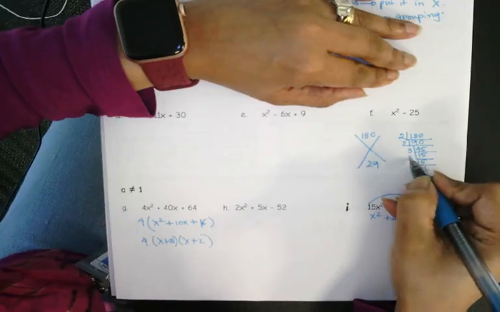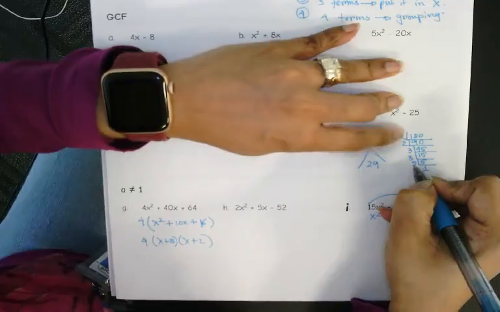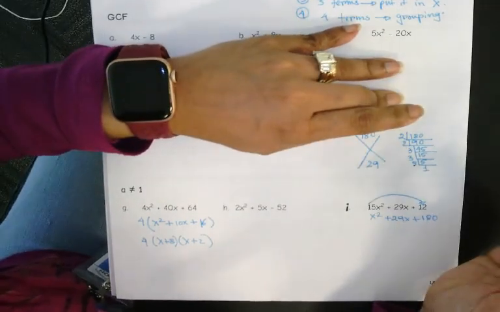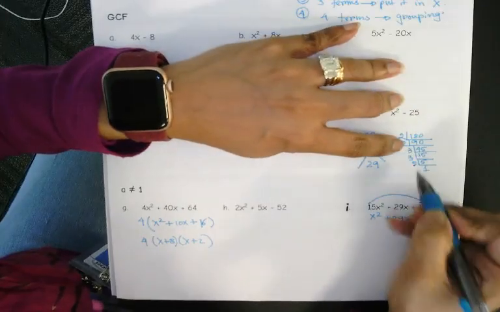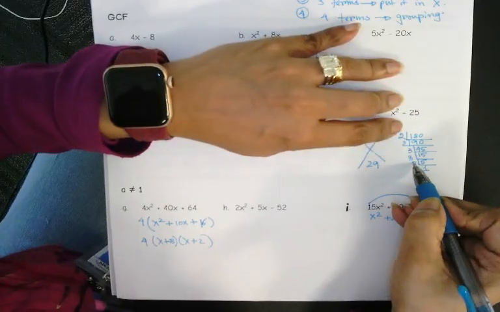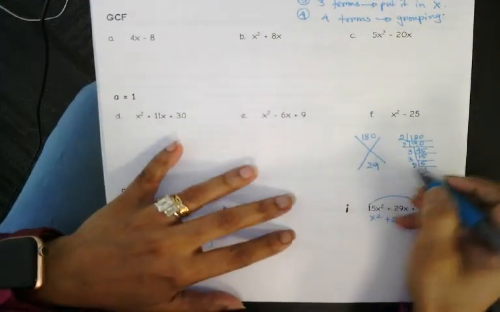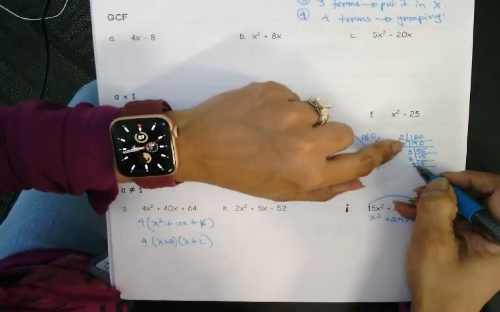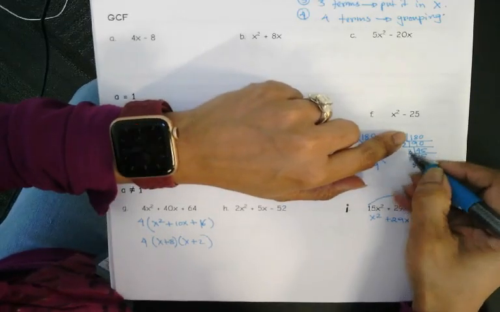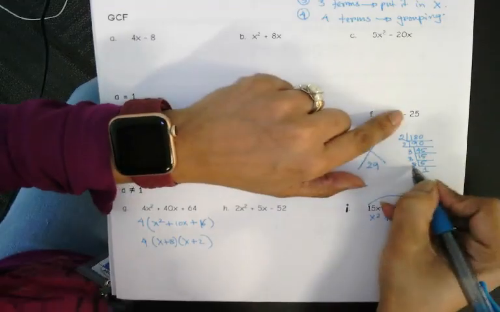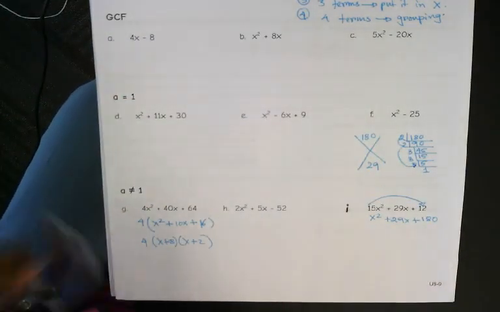So 3 times 5 is 15, and 2 times 2 is 4. We just did this one. Let's do another combination. So 3 times 2 is 6. 15 times 2 is 30. That's also not working. But if I do 5 times 2 is 10, 10 times 2 is 20, and 3 times 3 is 9, that's going to give me the combination that I need.